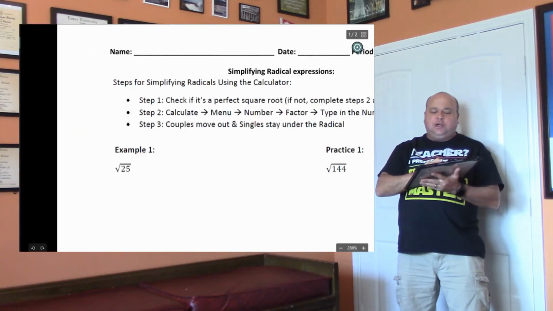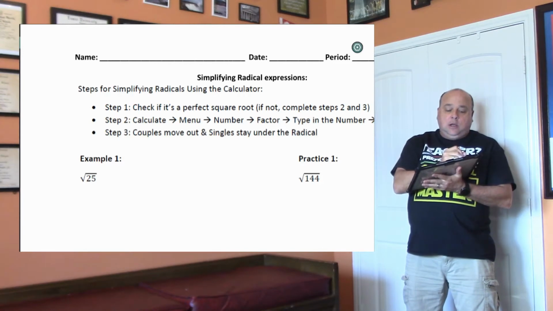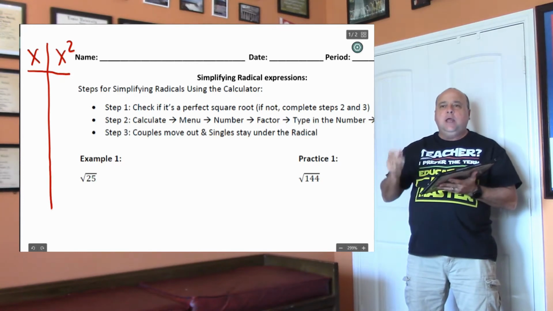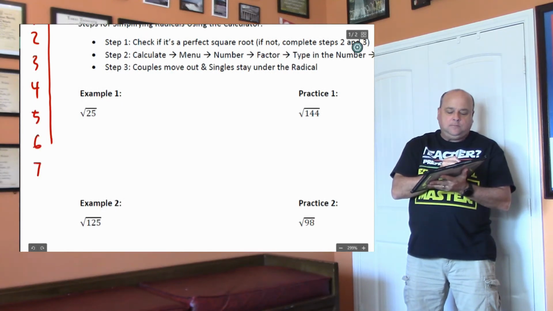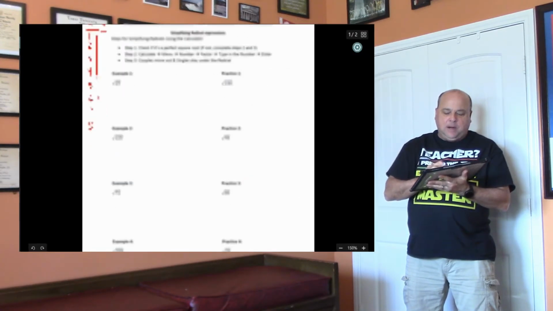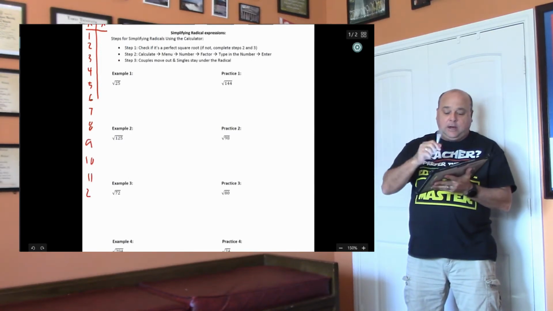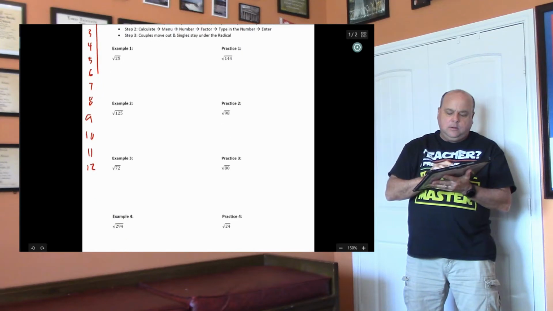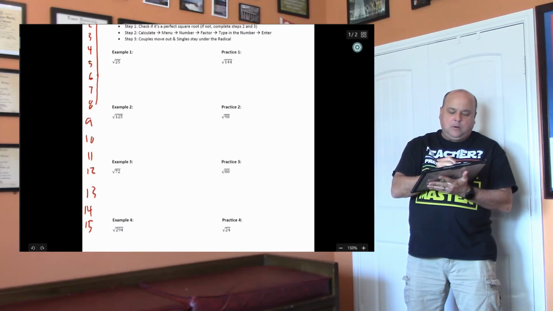A magical whiteboard appears. And the first thing I want you to do is, over on the left side of your page, put x and x squared. We're going to write down the numbers 1 to 15 on the left side of your paper. 12, 13, 14, 15. Then make my bar.